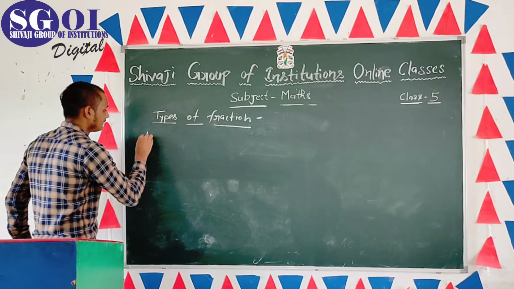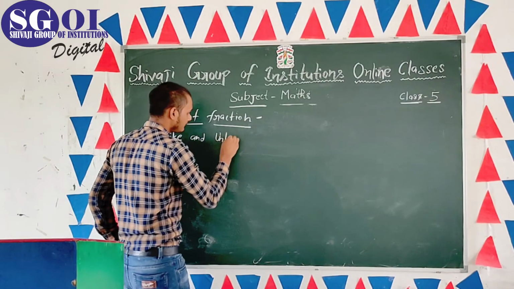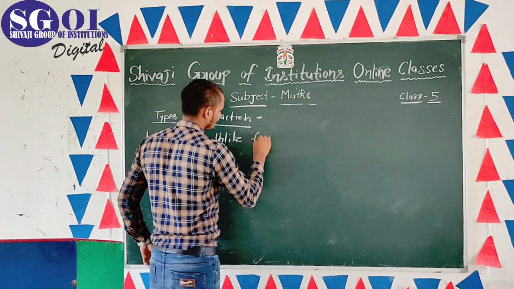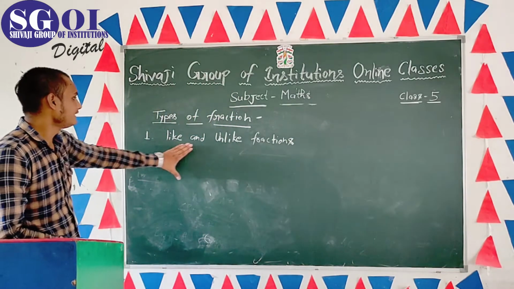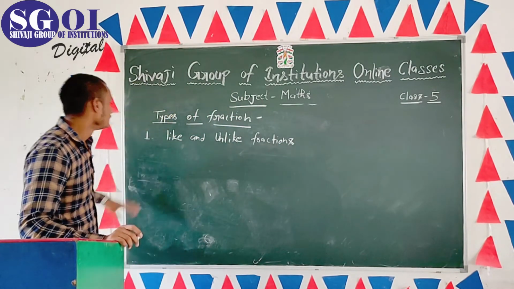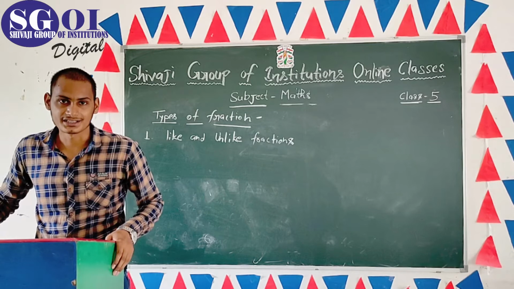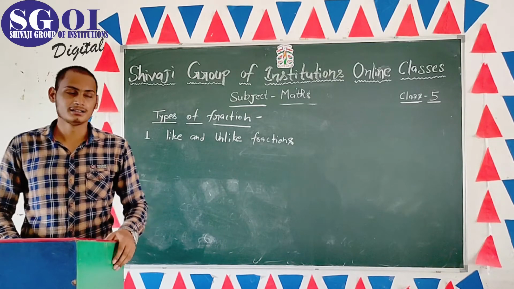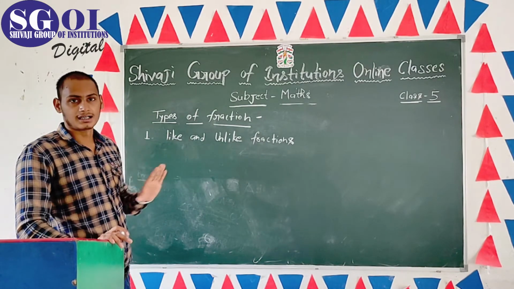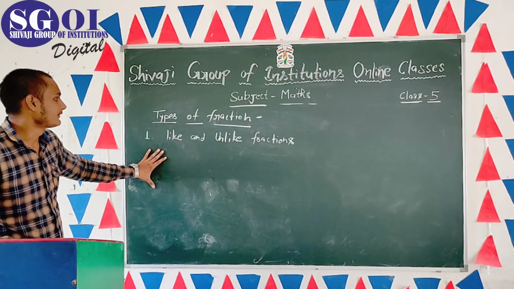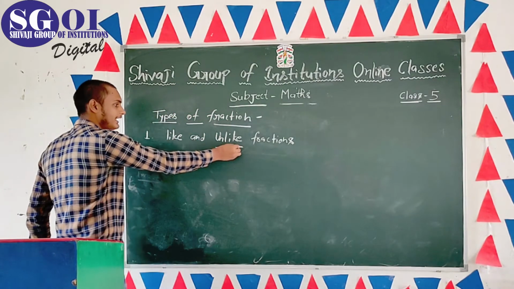And the first type is like and unlike fractions. What are like and unlike fractions? The like fractions, students, the fractions with same denominator are called like fractions, and the fractions with different denominators are called unlike fractions.